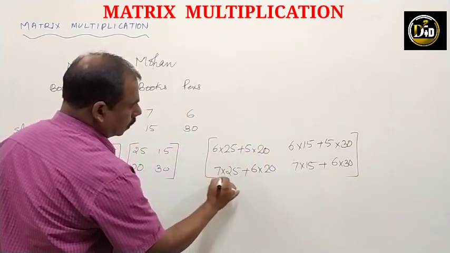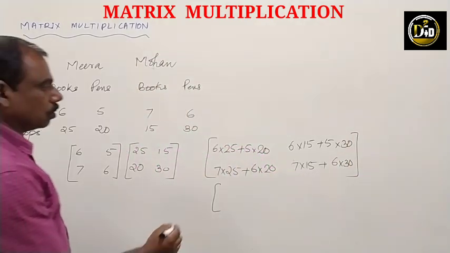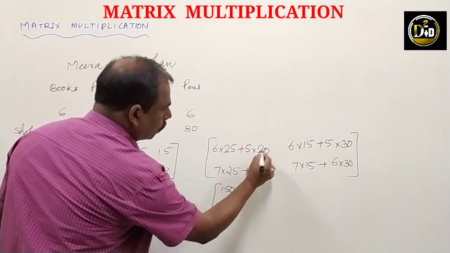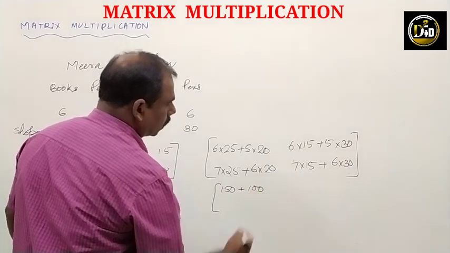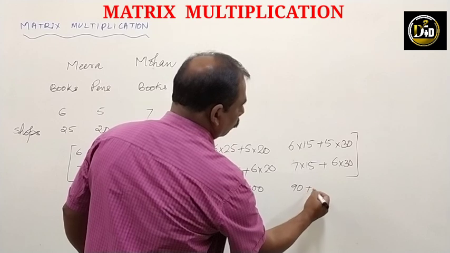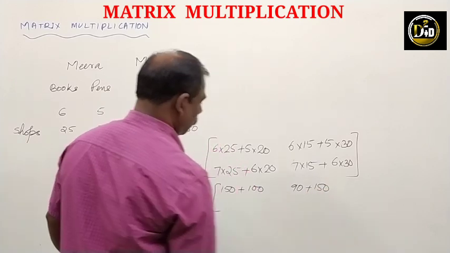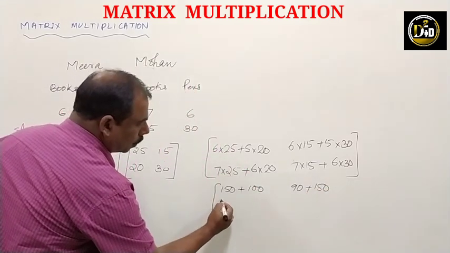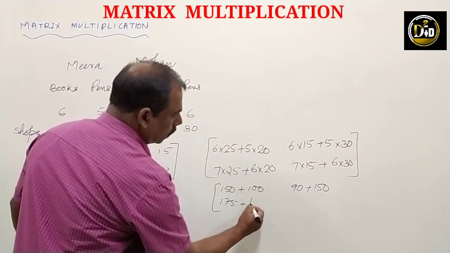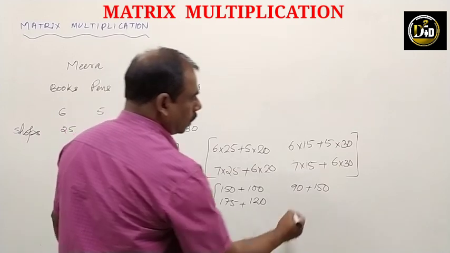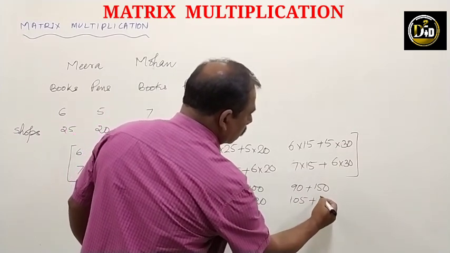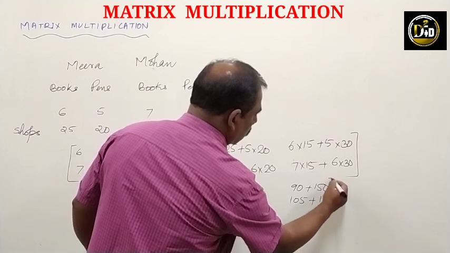That means they need to pay now 6 into 25, that is 150, plus 5 into 20, that is 100. Here it is 6 into 15, that is 90, plus 5 into 30, that is 150, and 7 into 25, that is 175, plus 6 into 20, that is 120, and 7 into 15, that is 105, plus 6 into 30, 180.